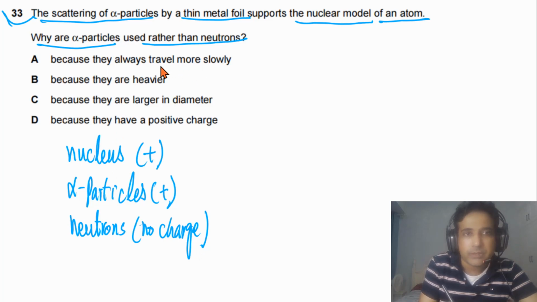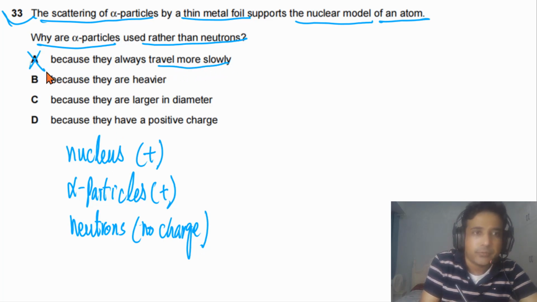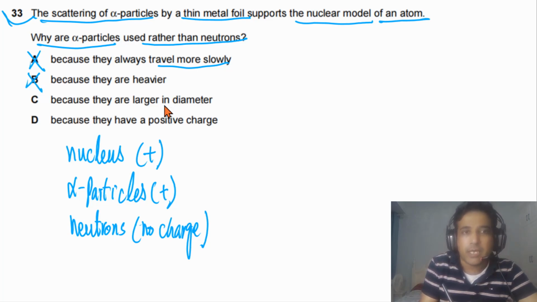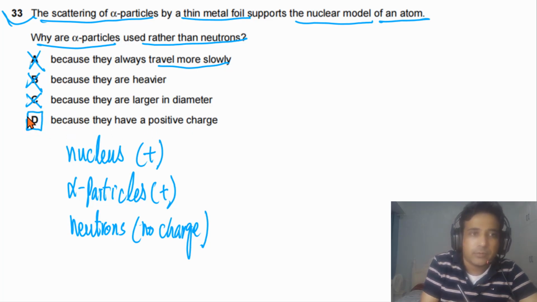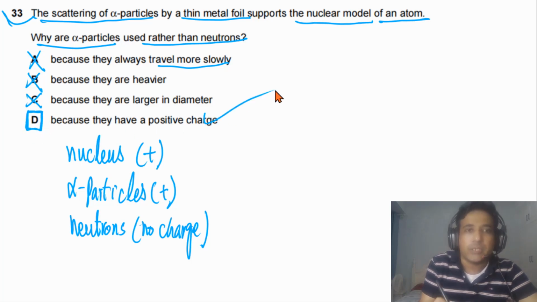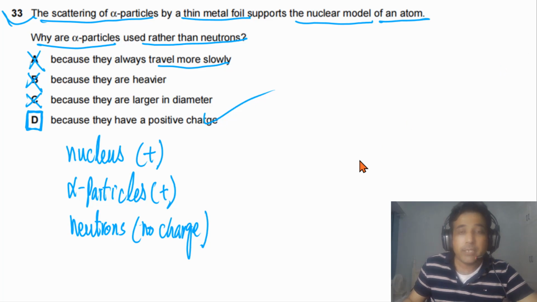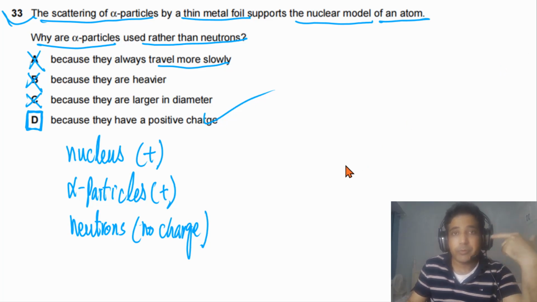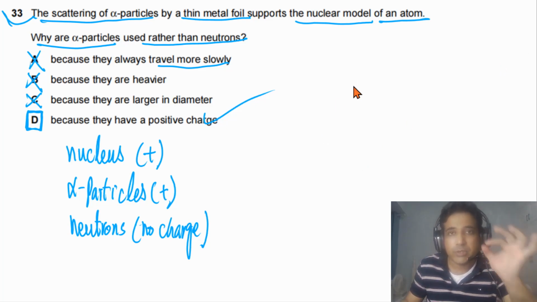Because they always travel more slowly, that's not the reason. Because they are heavier, that's not the reason. Because they are larger in diameter, size doesn't matter. Because they have a positive charge, that's the reason we use alpha particles instead of neutrons. So the answer for this one is D. And the nucleus is positively charged, so there will be a repulsive force, so we can determine the size of the nucleus.